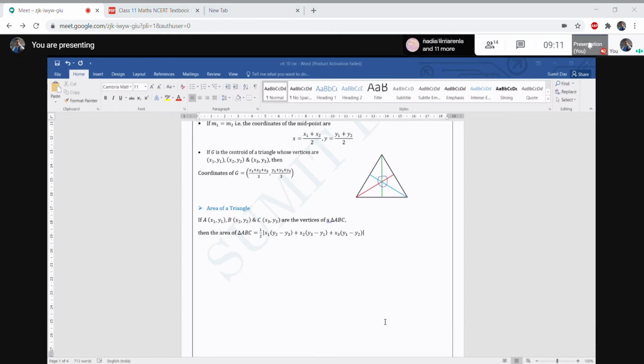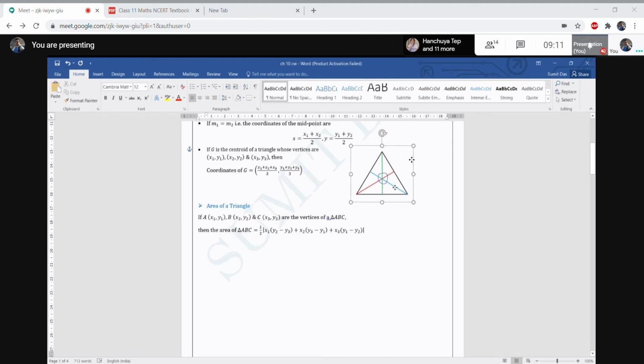So how to find it? The formula is this: x1 plus x2 plus x3 by 3. Class 10 also you had this one in the miscellaneous part, but all of you skipped it, I guess, right? And y1 plus y2 plus y3 divided by 3. That is the centroid formula.